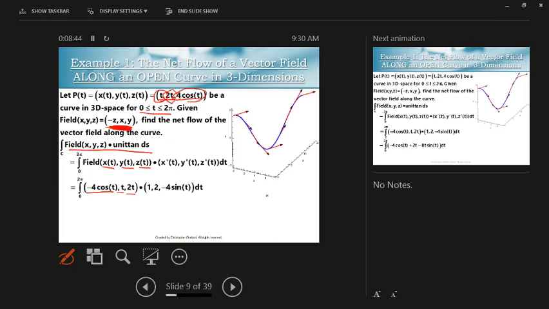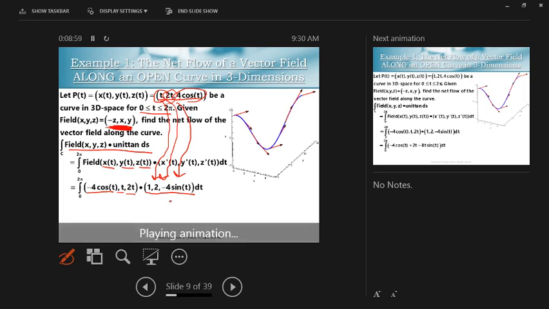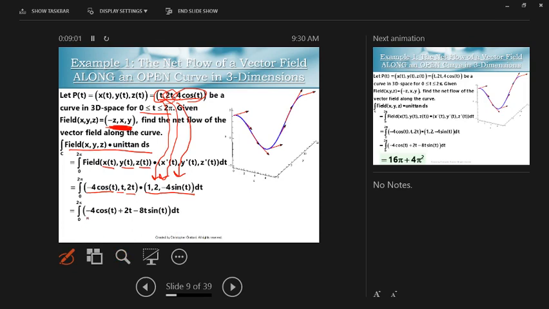Anyway, the tangent vector is easy to calculate. You take your t, comma 2t, comma 4 cosine t, and you're just taking your derivatives with respect to t, and you get 1, comma 2, comma negative 4 sine t. Evaluate that dot product, and finally we get down to a single integral that you guys could have computed without any trouble last year. You get 16 pi plus 4 pi squared as your answer.